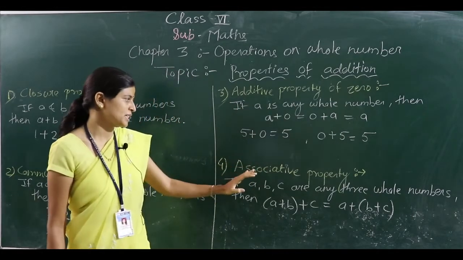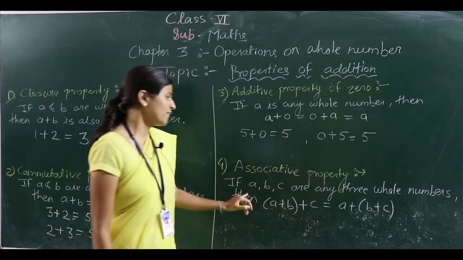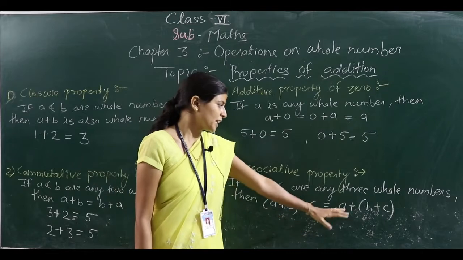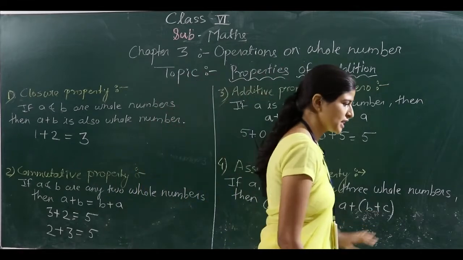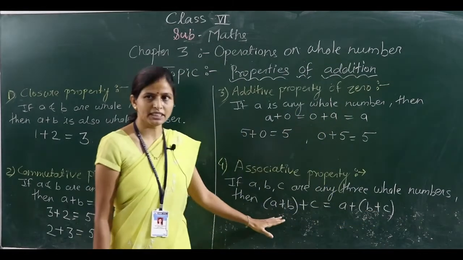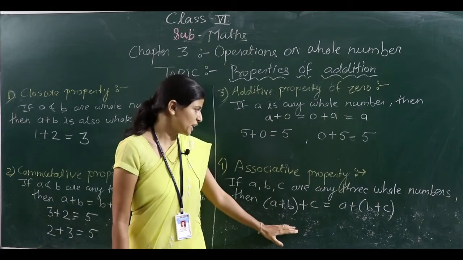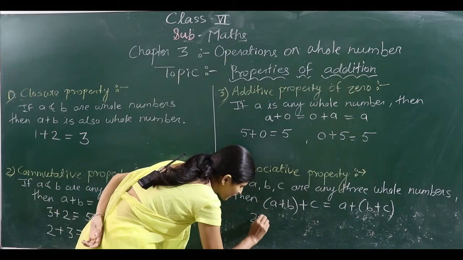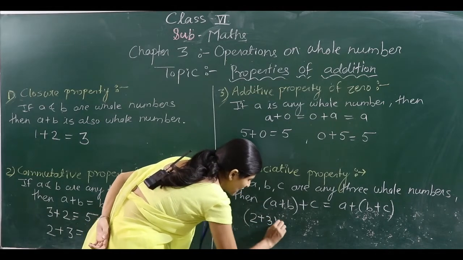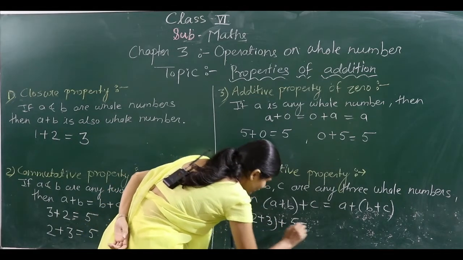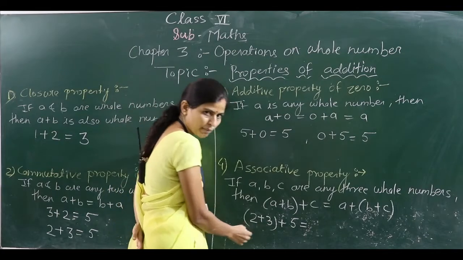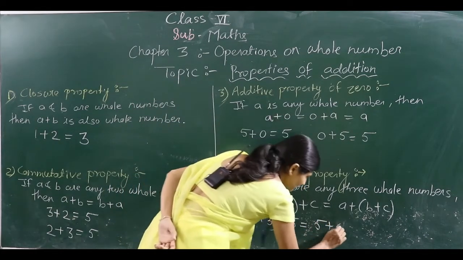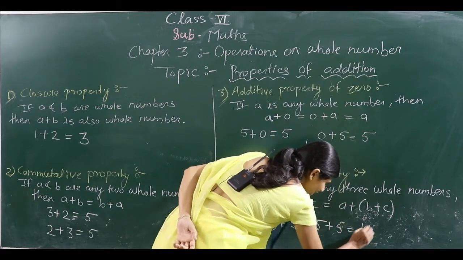Now the fourth property is the associative property. If A, B, C are any three whole numbers, then A plus B plus C equal to A plus in bracket B plus C. It means in addition we can change the bracket also. This property is called the associative property. For example, suppose A equal to 2, B equal to 3 and C equal to 5. What do we get? First we solve the bracket, 2 plus 3 equal to 5, and C equal to 5. Then we get the answer 10.